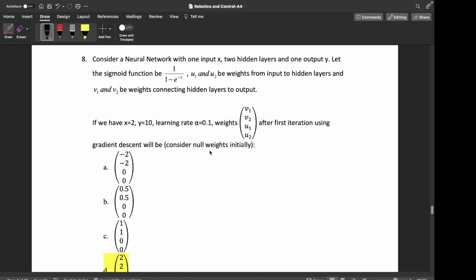This question can be easily solved using the formulae given in the lecture notes. Let's say I denote the weights like this. I'm just writing a couple of general formulae, and you will find them in the lecture notes also.